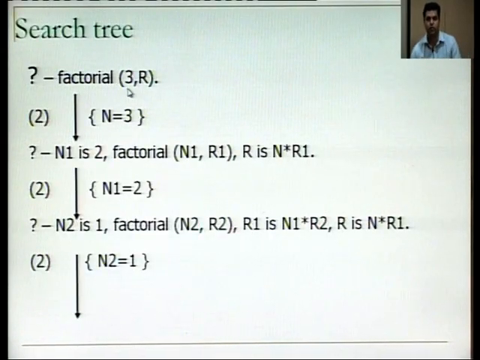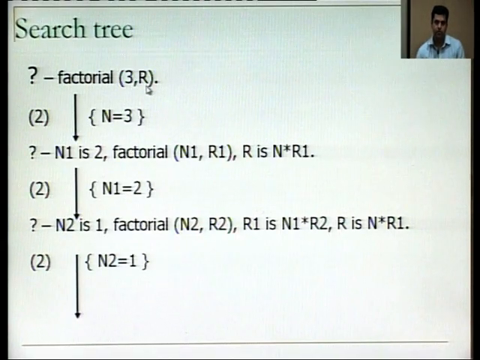We want to calculate the value factorial of 3, the result will be produced by this r. Okay, it is matched with the second clause. There are two clauses only in the program, and this is the possible binding, n is equal to 3. Now, n1 is n minus 1, 3 minus 1, this is 2, factorial of n1 is r1, r is n cross r1. Now, it succeeds, it means value here is 2, n1 is equal to 2. So, it again matches with this one.